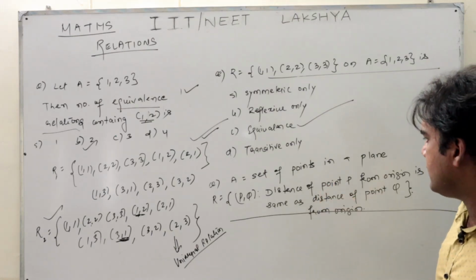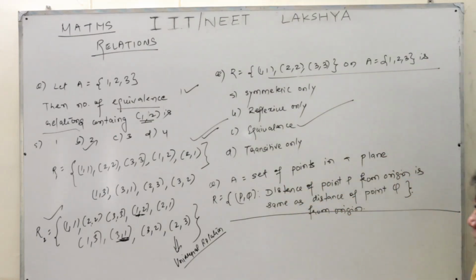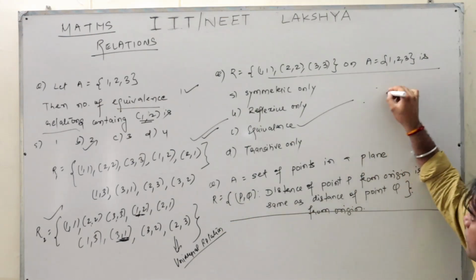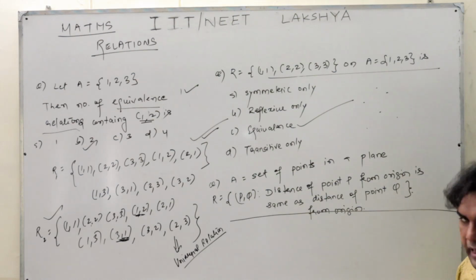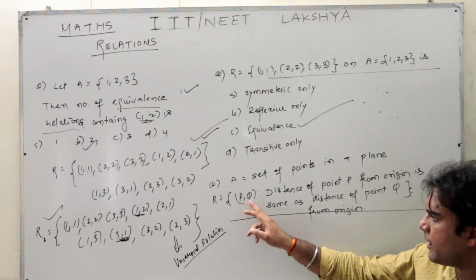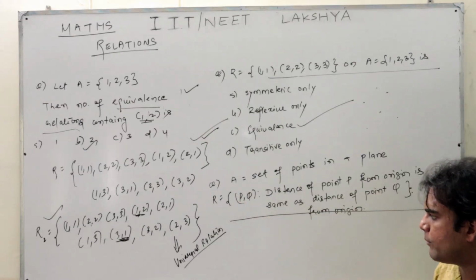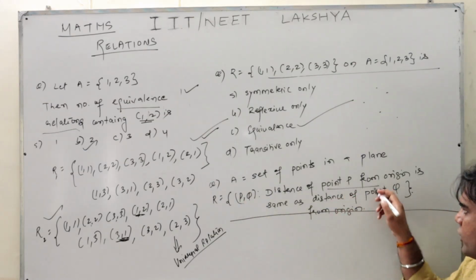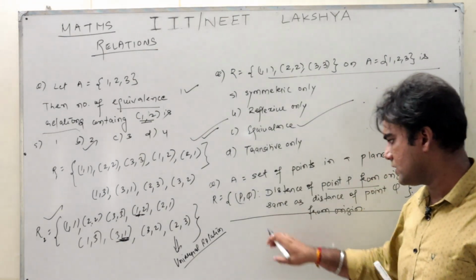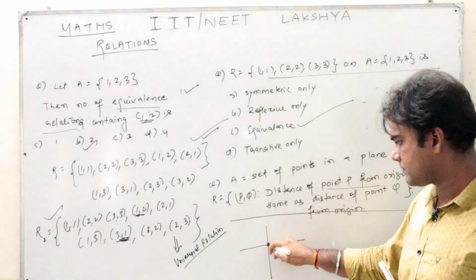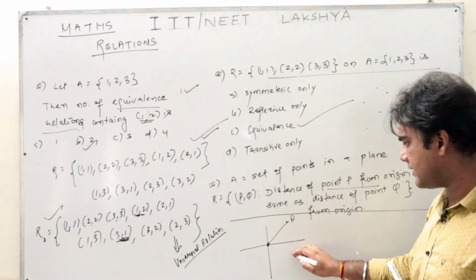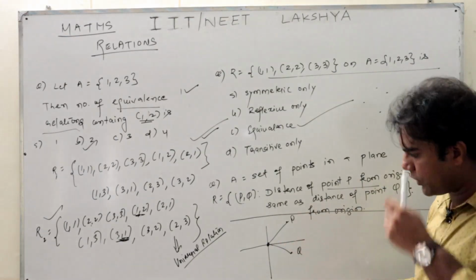The last question. Set A is the set of all the points in a plane, and there is a relation R. I mean, this is a set of all the points in a plane. Infinite points are there. Relation R is the collection of ordered pairs (P,Q), a collection of two points P and Q such that the distance of point P from the origin is the same as the distance of point Q from the origin. So let us say this is your origin. You need to have the ordered pair, something like that.